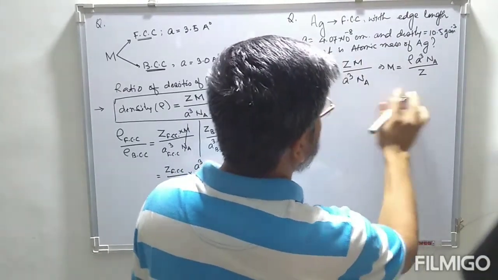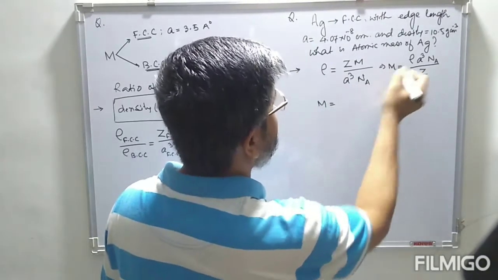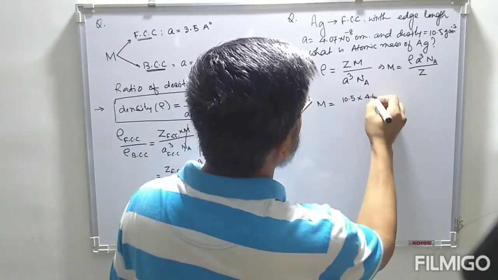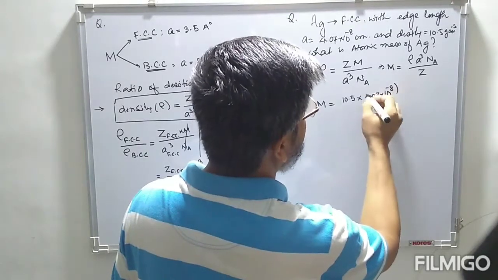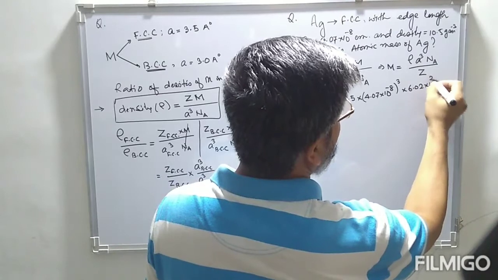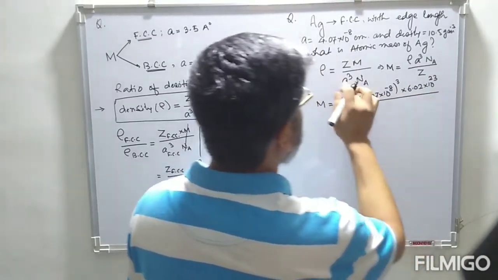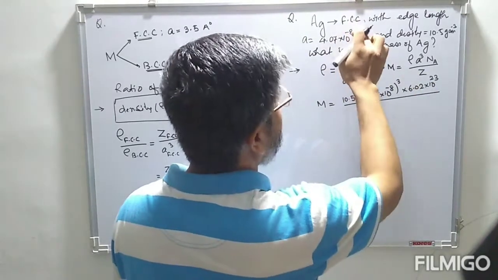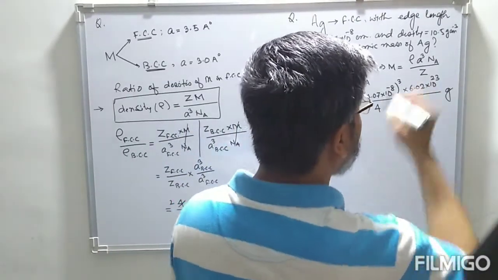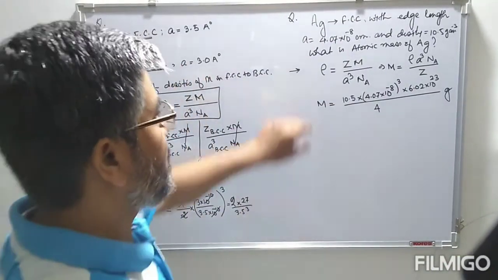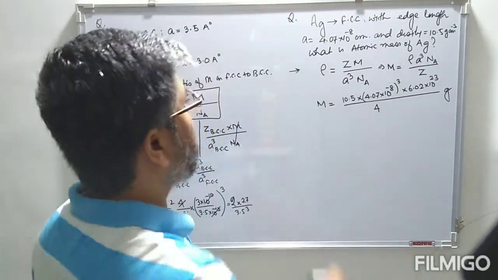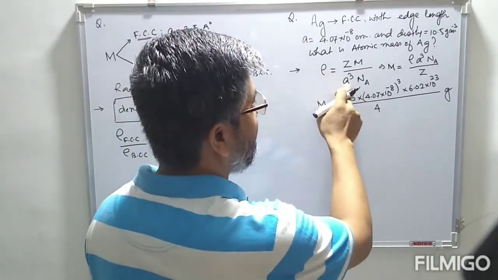Density is given as 10.5 gram per centimeter cube. A cube is 4.07 into 10 to the power minus 8 centimeter, cubed, into 6.02 into 10 to the power 23, that is Avogadro number, divided by Z. For FCC, the effective number of atoms per unit cell is 4. So this gives you the gram atomic mass of silver. If you simplify, this will come around 108. So 108 is the gram atomic mass of silver. This is how we find the mass from density and edge length A.